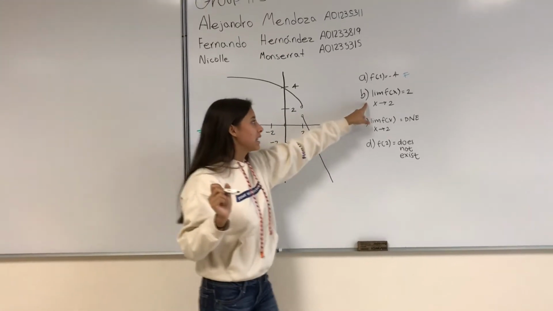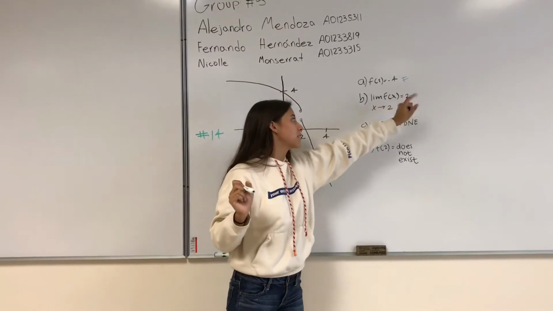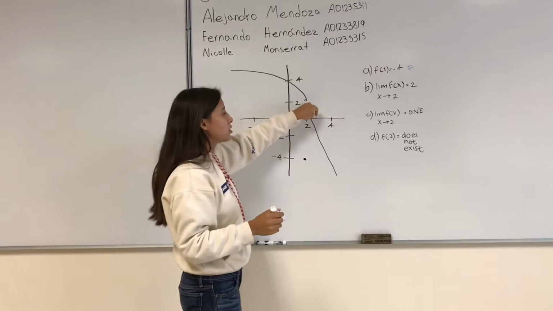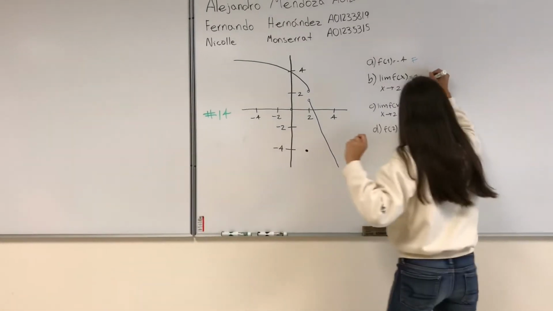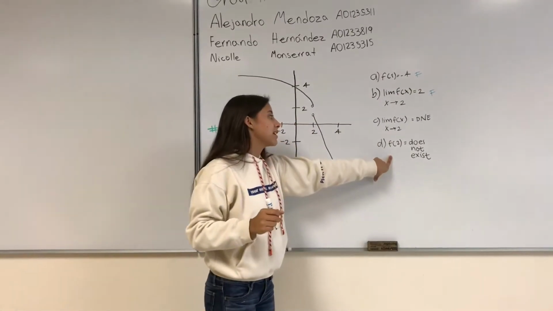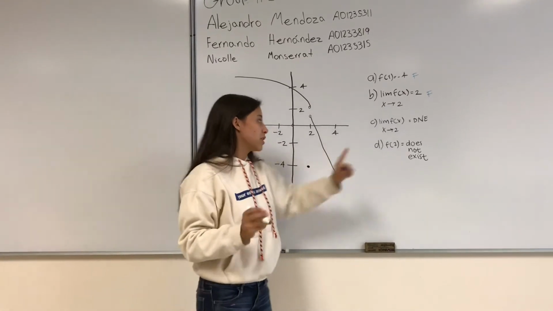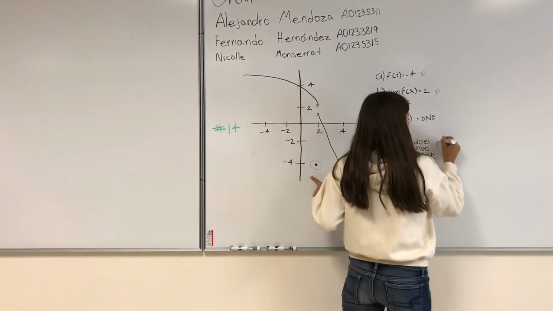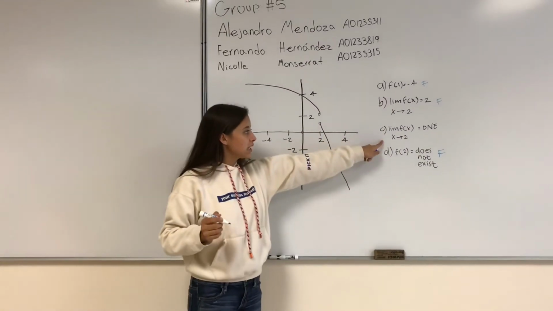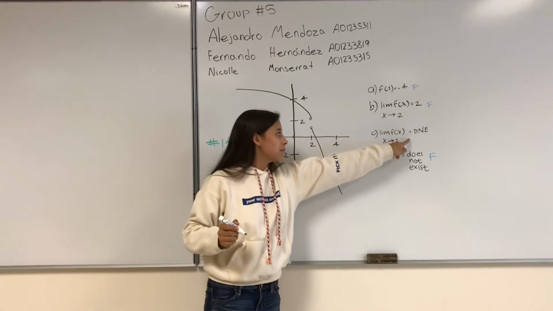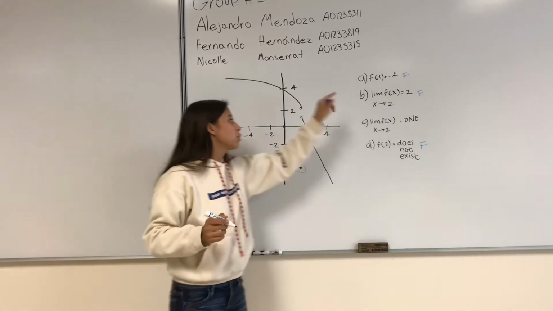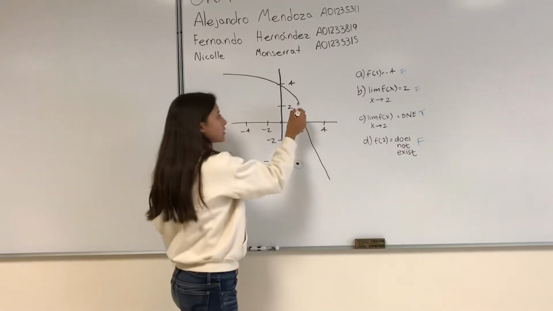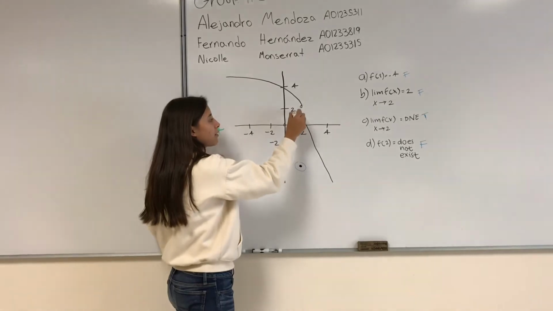Option B says that the limit of f of x equals 2, but we don't have any closed dots, so we know that it's false. The last option says that at f of 2 the graph does not exist, but we have a little closed dot, so we also know that this is false. So we have option C, which says that the limit of f of x as x approaches 2 does not exist, and this is true because there is no graph approaching 2.